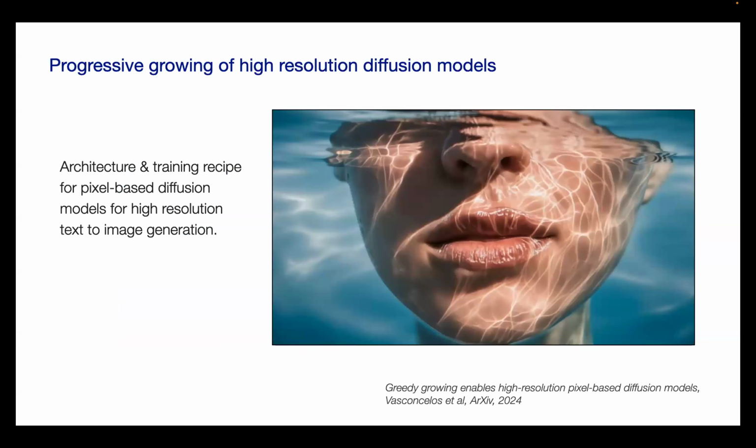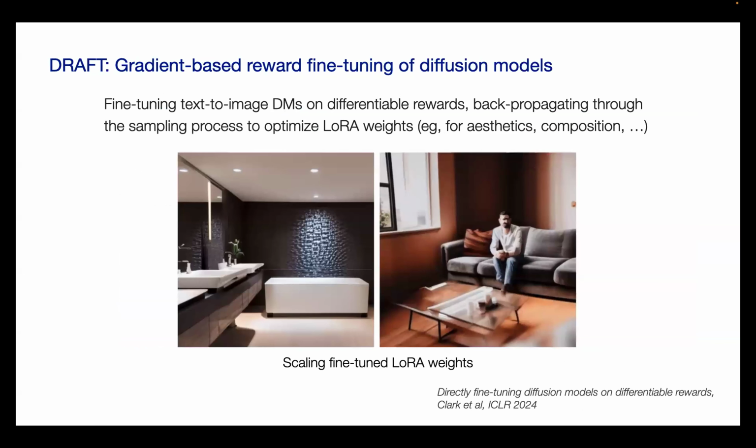We've been developing ways of getting rid of cascades to simplify the training pipeline, and we now have methods that will train up to 1K or 4K images as a single-stage pixel-based diffusion model. It just requires careful thought about the architecture and the training procedure.